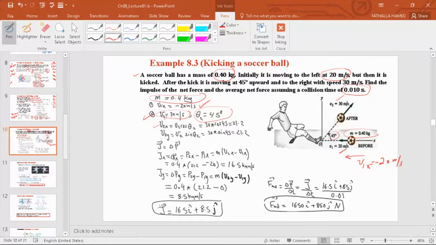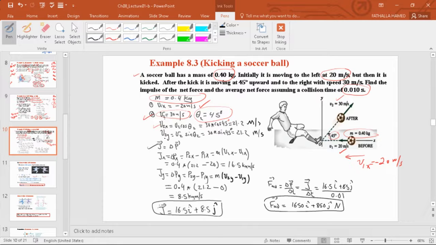So the v2x now, and now I have to add x to say that I'm taking the x component here. It will be v2 cosine theta 2, which is 30 times cosine 45 degrees, and that gives you 21.2 meters per second. And v2y will equal v2 sine theta 2, which is 30 sine 45 degrees, and this again gives you 21.2 meters per second. You know that cosine 45 and sine 45 give you the same value. That's why you get the x component and y component here being the same.